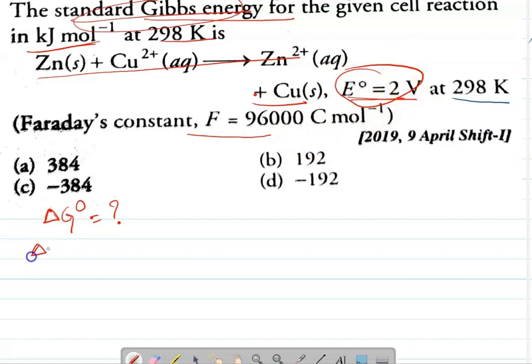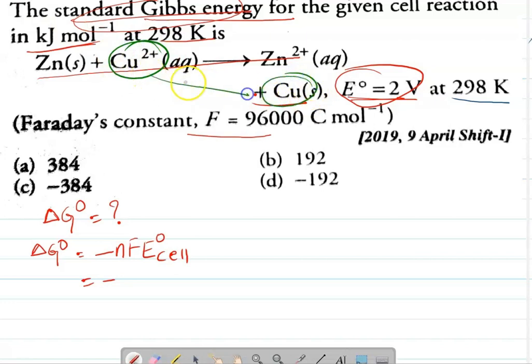The relationship between delta G naught and E naught is delta G naught equal to minus NF of the E naught cell. So very easy, just substitute and get the answer. N is the number of electrons involved. You can see clearly Cu plus 2 is converted to Cu, so two electrons are gained here. Zn is converted to Zn plus 2, where 2 electrons are lost. So the number of electrons taking part in the total cell reaction is 2.